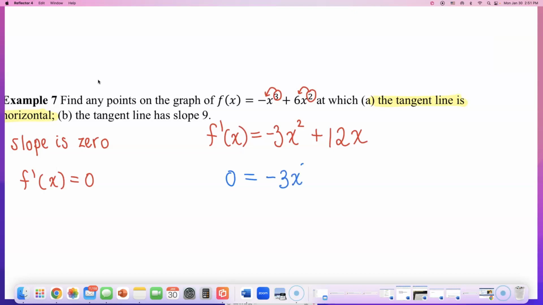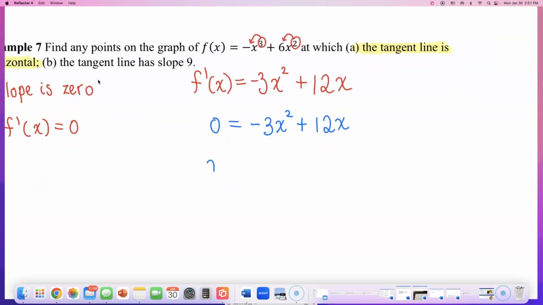Okay? Whenever you see the wording, find a point where the tangent line is horizontal, that's what you do. Let's solve this by factoring. I noticed that the greatest common factor is negative 3x, so I'll pull that out to the front. If I divide negative 3x squared by negative 3x, I will simply have x left. Now, positive 12x divided by negative 3x will be negative 4, no more x.